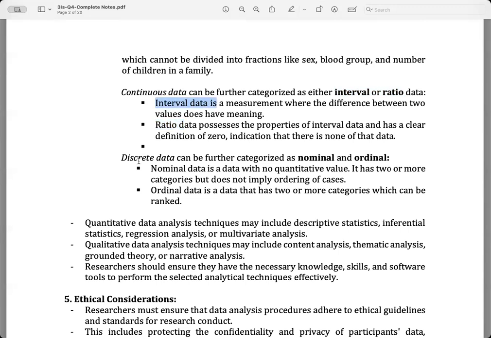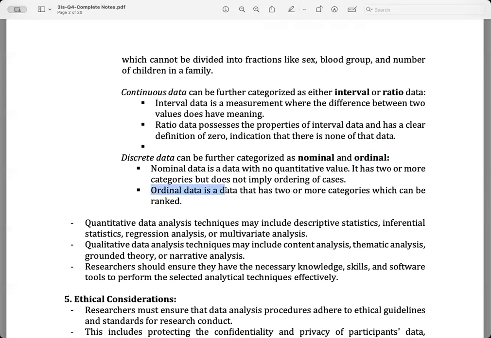But for categorical data, these are discrete. So examples are your nominal and your ordinal data. Nominal data is with no quantitative value. So you know this already. This includes your categorical variables like your sex, educational status, type of school, religion, ethnicity, all those kinds, where you subclassify them into categories.